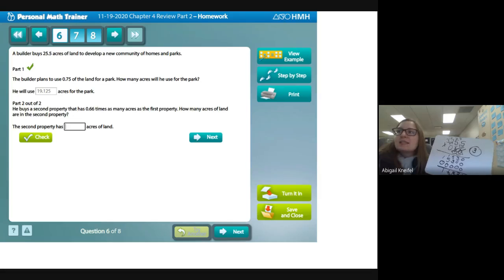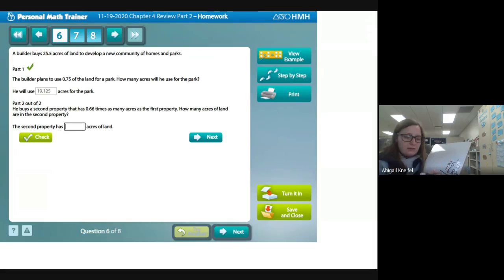So that is 0.66 times 25.5 was 16.83. So now that's my number. That's how many more acres than the first property. So now we have 25.5. That was the first amount of acres, right? The first amount of acres with the new amount of acres, okay? Because we know it has 16.830 more. So 0 plus nothing is 0. 3 plus nothing is 3. 8 plus 5 is 13.